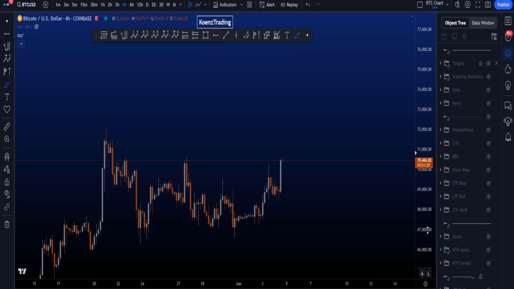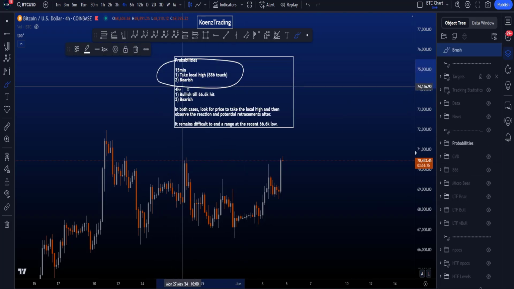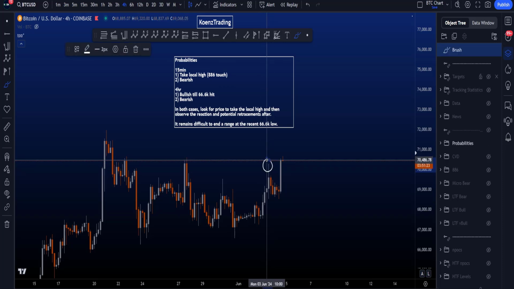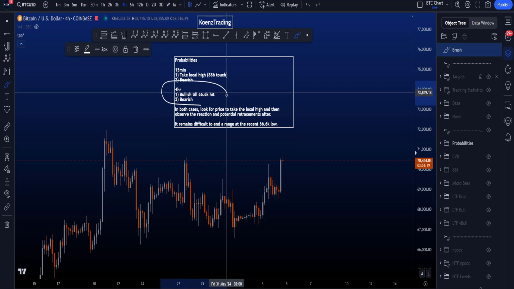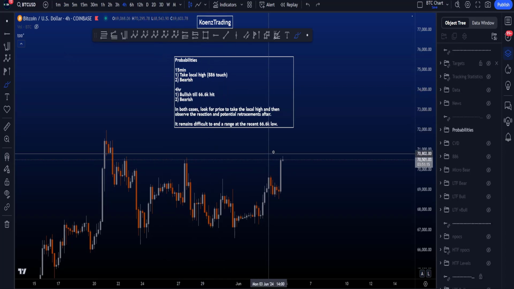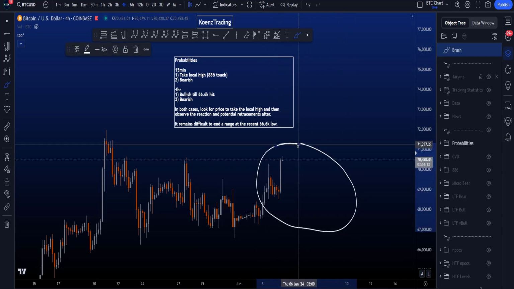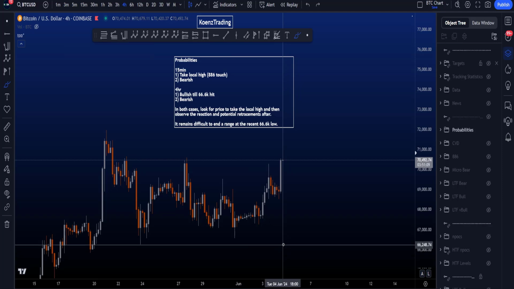And if we then finally look at the probabilities of the different scenarios, then on the 15-minute time frame, the probabilities were higher to take out this high, which has now happened over here, so that is very nice. And on the 4-hour time frame, the probabilities are higher for the bullish scenarios unless we start to see strong signs of weakness or price moving at least below 66.6k.